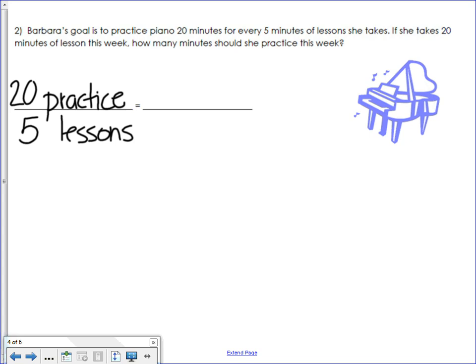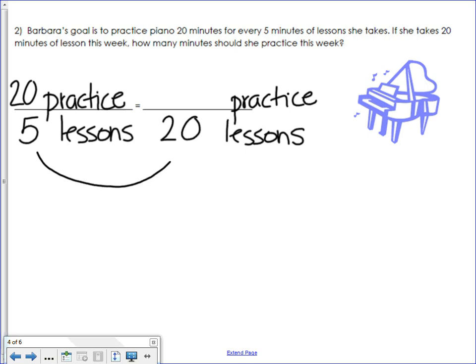I'm going to go ahead and write my labels. The question is asking if she takes 20 minutes of lessons, how many minutes of practice? So we have 20 minutes of lessons, so that's going to go on the bottom of my proportion. So I'm going to go ahead and see if I can find a relationship within or between. I have one both ways, so I'm going to go between.